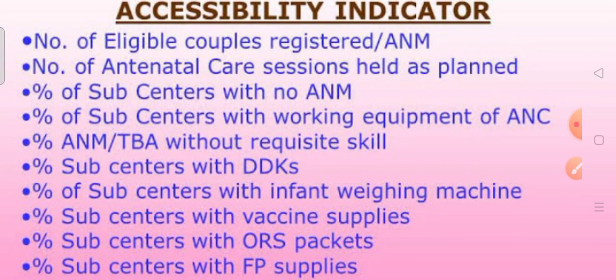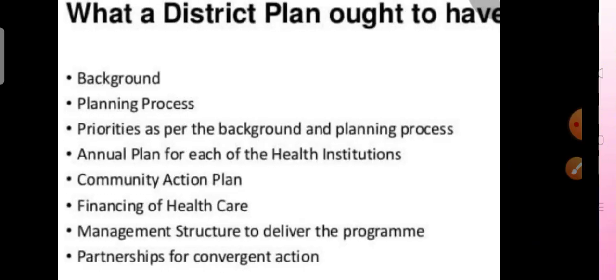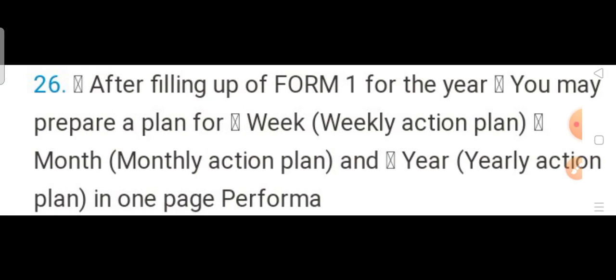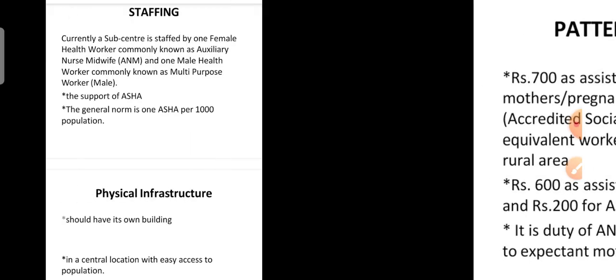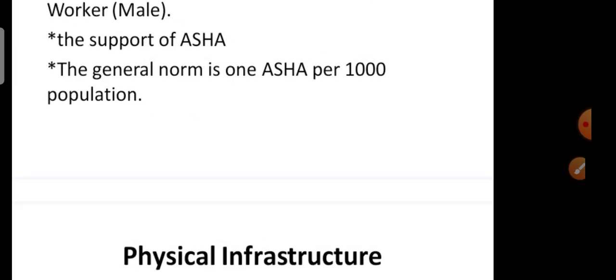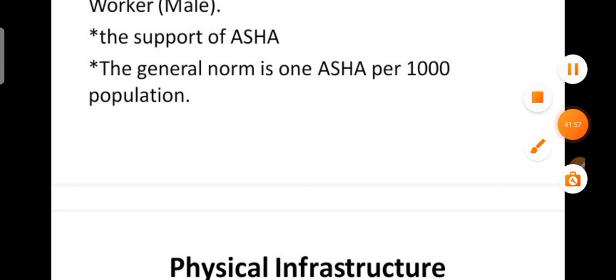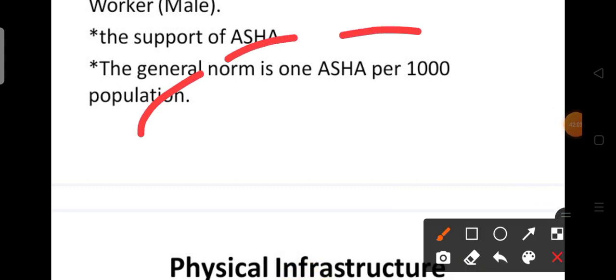So till now I discussed the functions and organization. When you are organizing, what principles and instructions we have to follow, I have given everything. And one more thing I want to give: how to organize the subcenter, in a simple way. Step by step we have to organize it like a cycle.